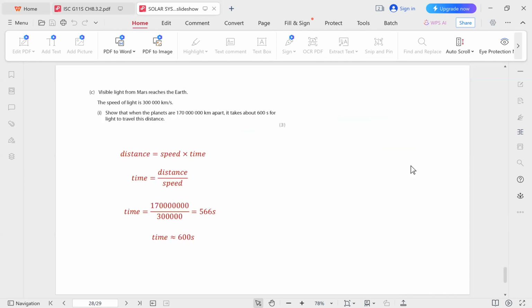Visible light from Mars reaches the Earth. The speed of light is 300,000 kilometers per second. Show that when the planets are 170 million kilometers apart, it takes about 600 seconds for light to travel this distance. We want to show that it takes 600 seconds for light to travel. So again, we just say d equals vt. So t equals d over v. And we replace d and v with the corresponding values.